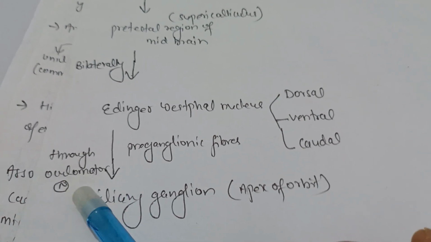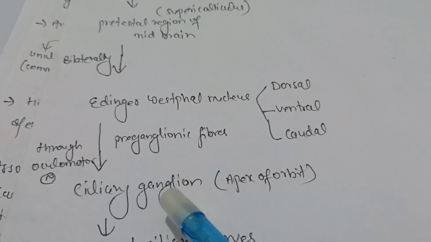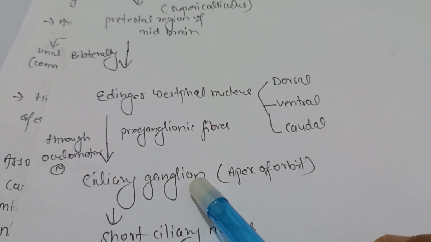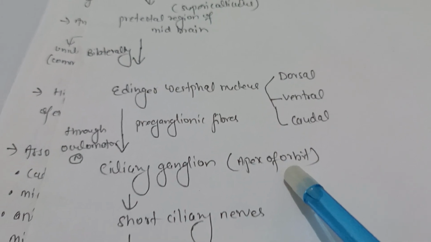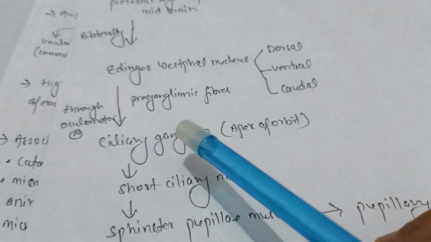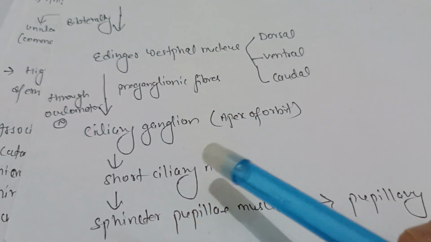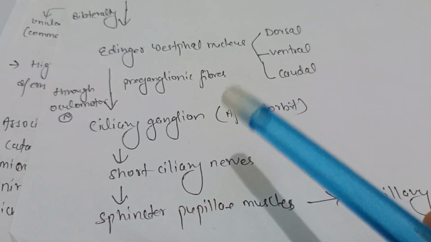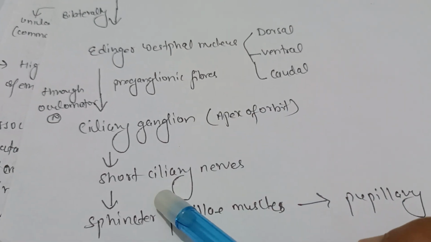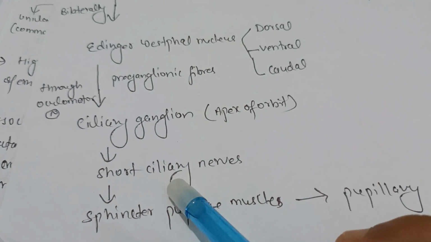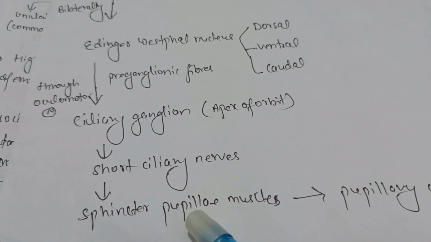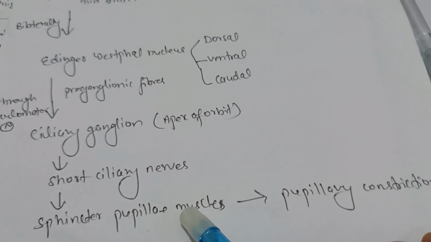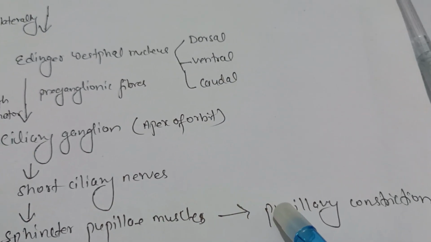oculomotor nerve is also the third cranial nerve, and the ciliary ganglion is also a parasympathetic ganglion which is present peripherally at the apex of the orbit, and from the ciliary ganglion the postganglionic fibers transmit to the short ciliary nerves, and from the short ciliary nerves it transmits to the sphincter pupillae muscle, and as a result there is pupillary constriction.